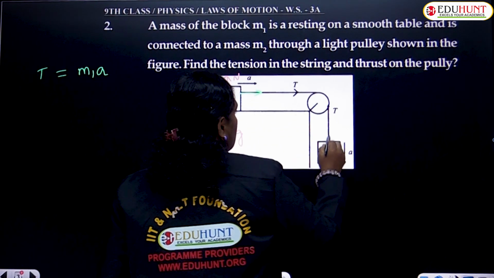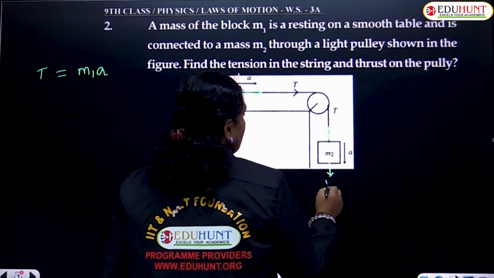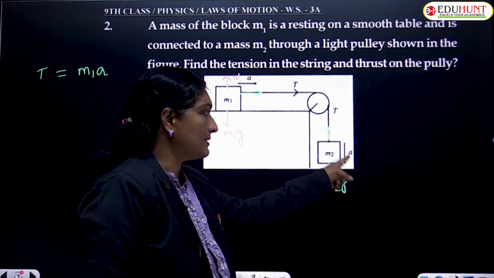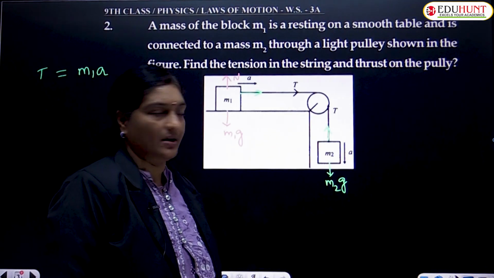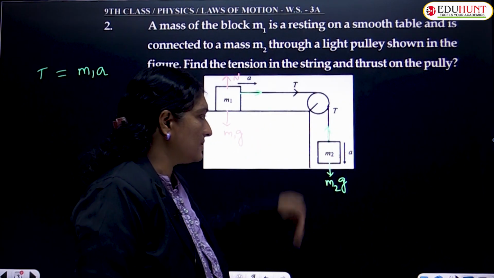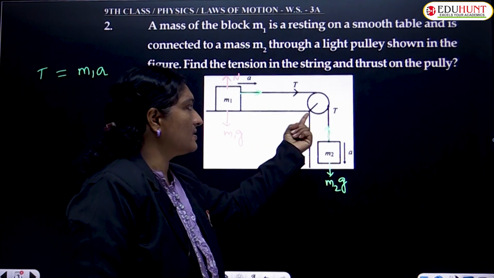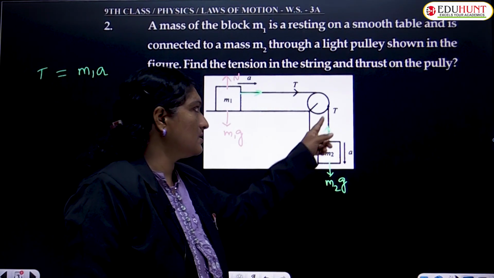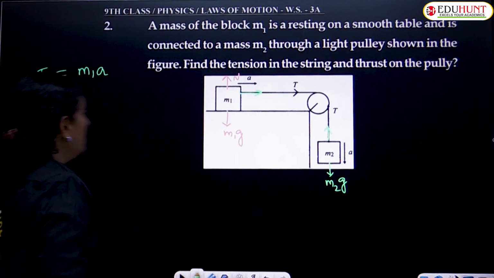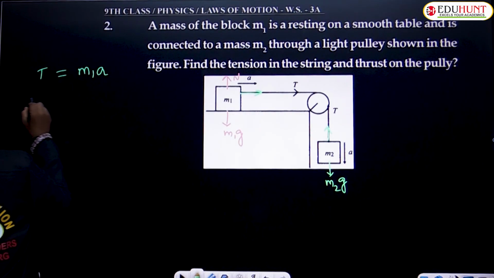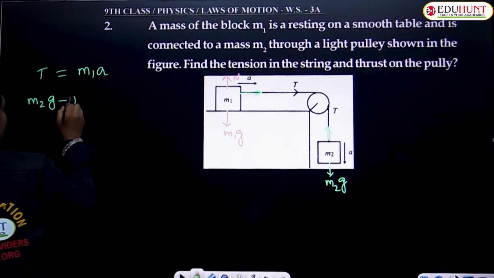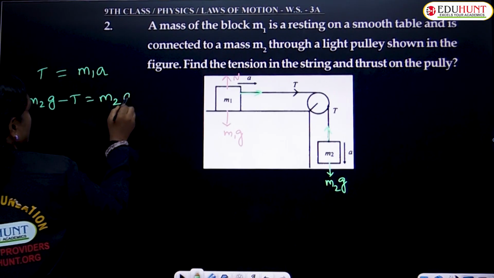Now let us look at M2. The tension is acting upwards, whereas the weight of the body, M2g, is acting downwards. The body is accelerating downwards according to the figure. As it is accelerating downwards, the downward weight is greater than the upward force. What is the downward force? M2g is greater than the tension T. So writing the equation of motion, the net force is equal to the higher force minus the lower force: M2g minus T is equal to M2a.